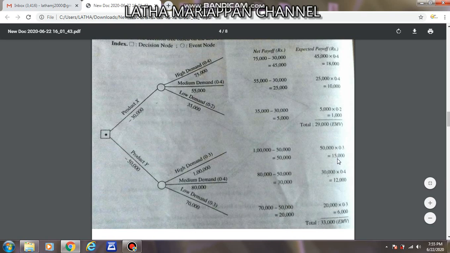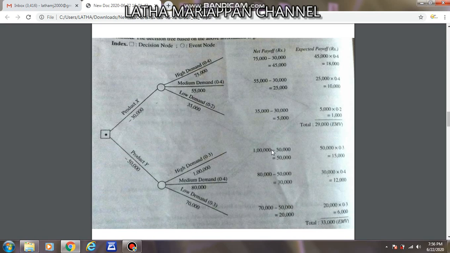Similarly, the same method you have to find for product Y. Okay. So first sales return is 1 lakh. 1 lakh minus investment. Product Y investment is 50,000. So you'll get 50,000 into your probability. So you will get 15,000.